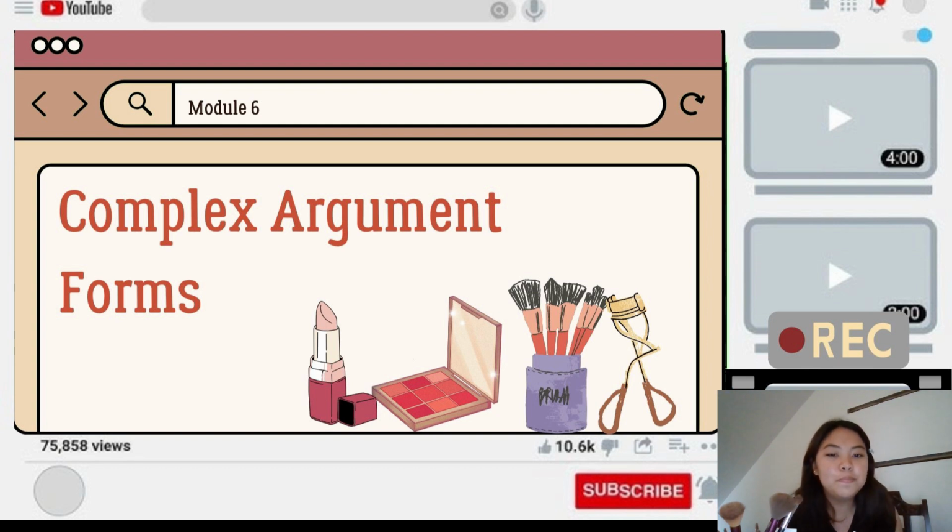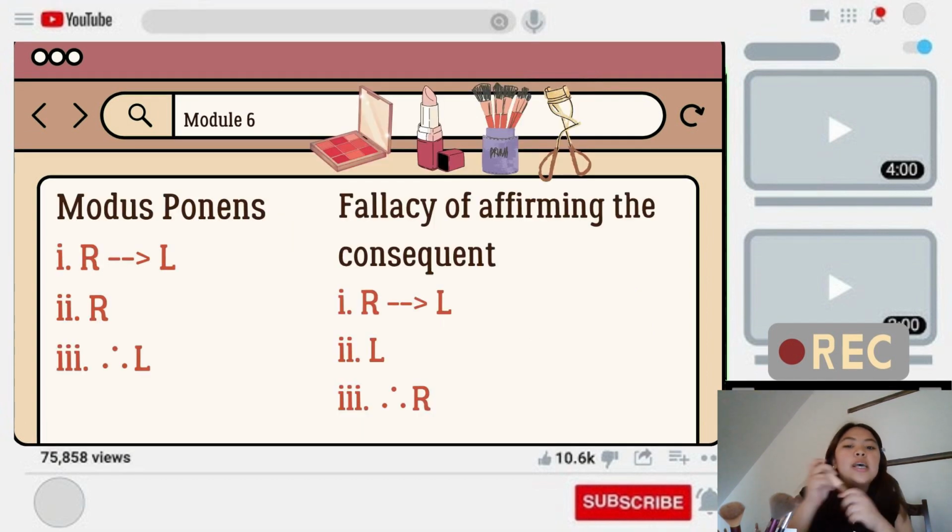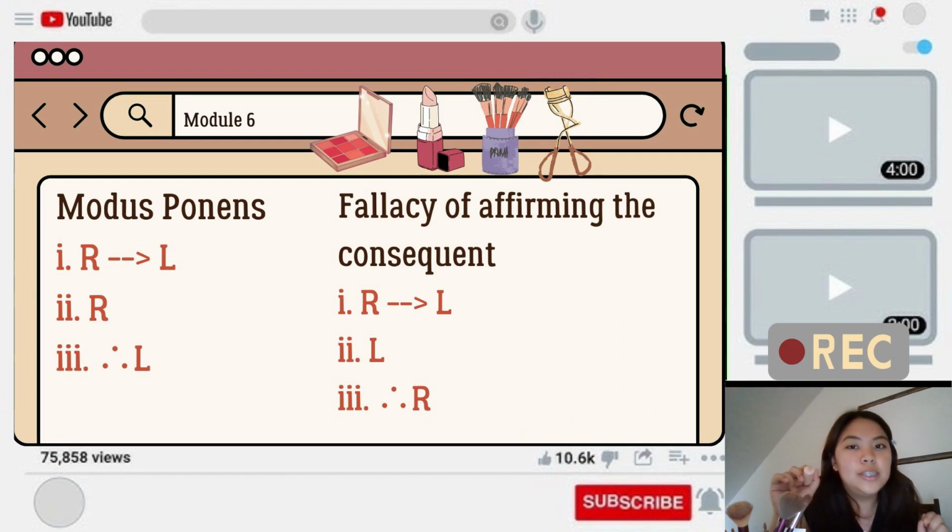Modules 6 and 7, starting from complex argument forms. So let us dig deeper into the concept of modus ponens. It says that if you have a conditional statement, if R, then L, which can be seen in the PowerPoint. Premise 1, if R, then L. Premise 2, R, therefore L.